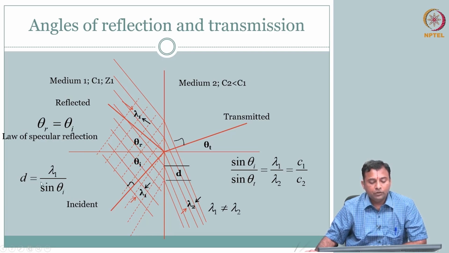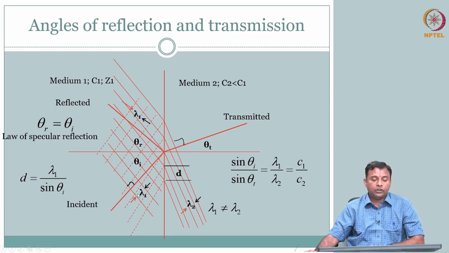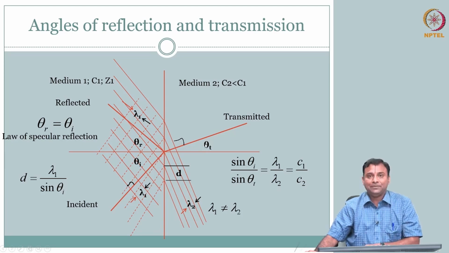Of course, from the geometry you can talk about the d that is here. From the geometry, d is lambda 1 by sin theta I on the incident side, but d is the boundary. So d has to be matched on the other side as well. So d should also be related to lambda 2 and sin theta 2, theta t.